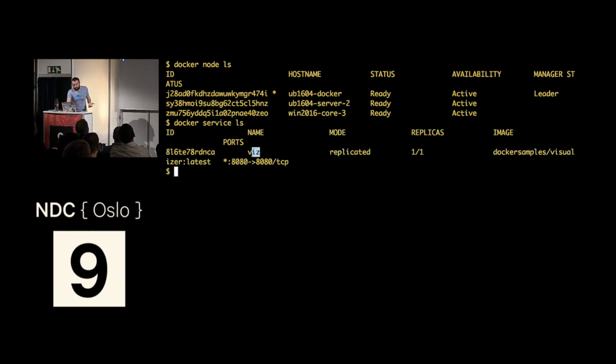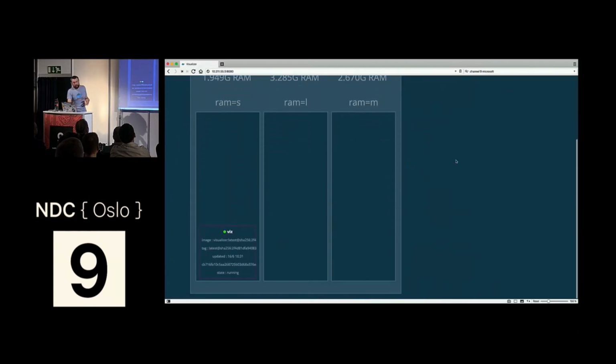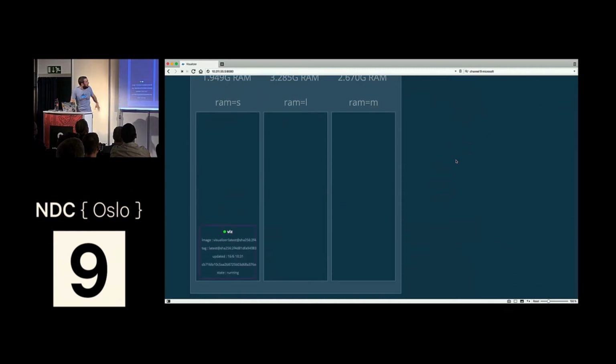It's the visualizer, a little tiny sample application that looks like this and shows you the containers in your swarm. This is a visual view of what I can see from the Docker API. So I've got my 3 nodes. I'll go into what those labels mean in a little bit. And I've got one container running, which is this application, the visualizer.